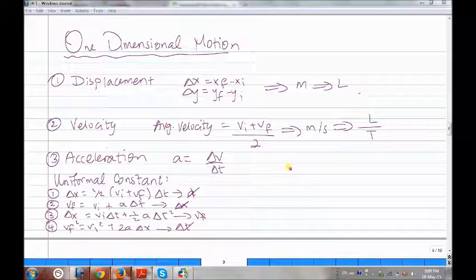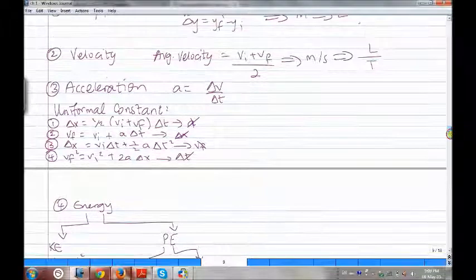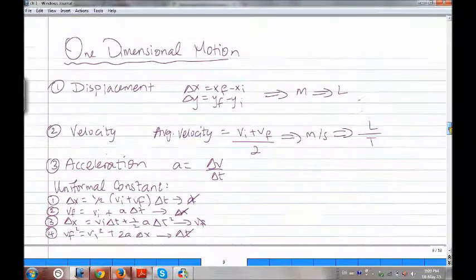Today I'll be explaining one-dimensional motion. So let's start first. We have displacement, velocity, acceleration, and we also have the uniform constant acceleration. We have energy, work, and so on. So let's start first with the displacement.